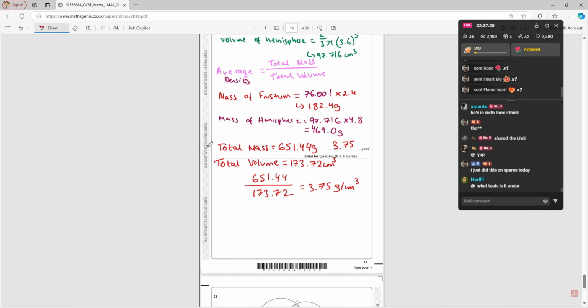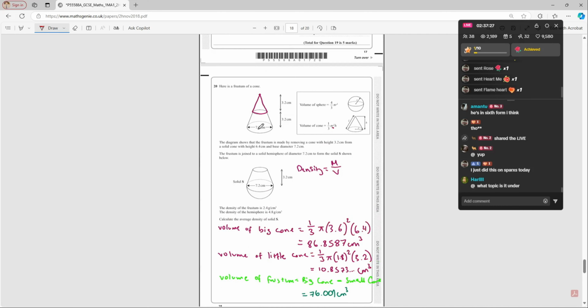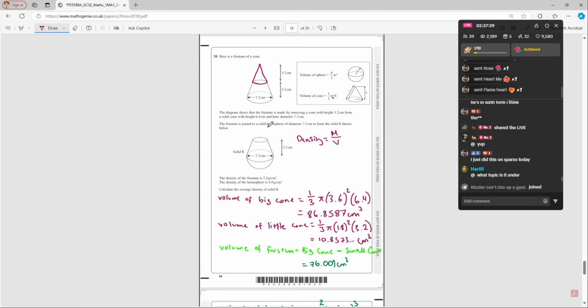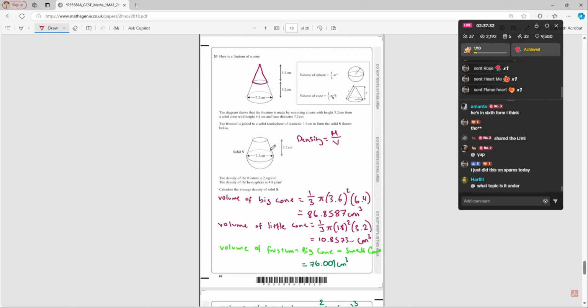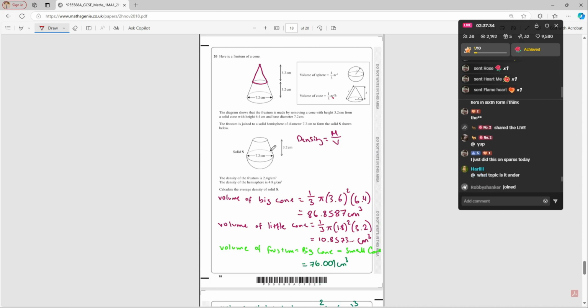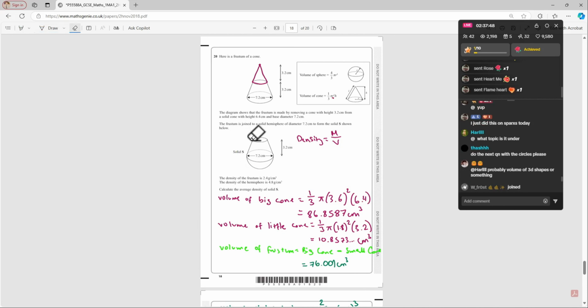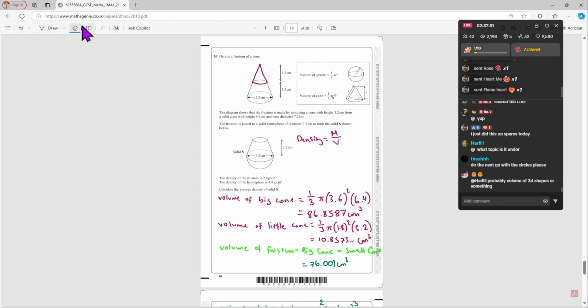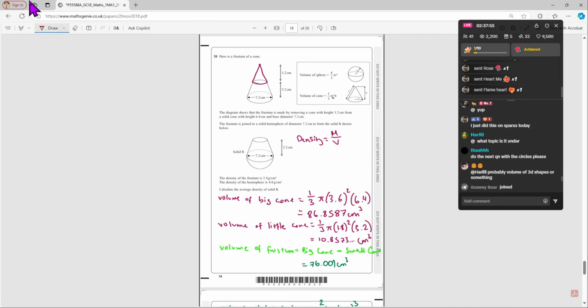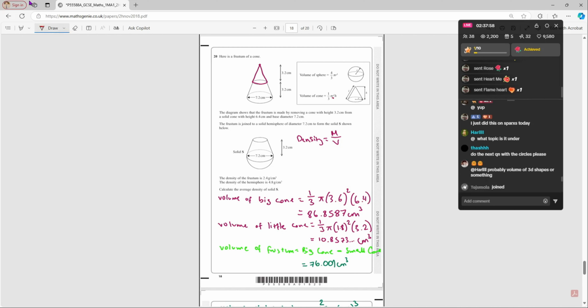So this might be a long process, but the thing you just have to do is work out the volume of the frustum and the hemisphere, and then use the formula of density is equal to mass divided by volume to work out the total volume and total mass, and then use the formula again to work out the average density of this shape over here, okay? This topic is called working out densities of complex shapes.